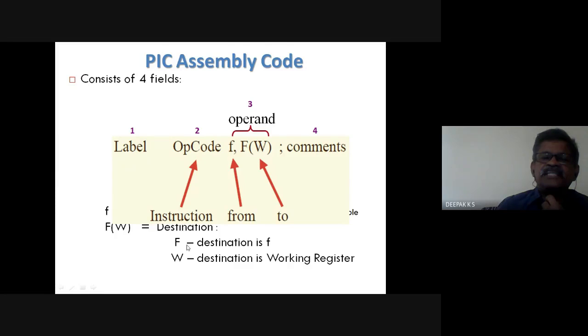FW is the destination. So we will come into the examples of this, and there is something called working register. Okay. So this is in general. There would be add something operands, and then you can give the command, and you can label it so that you can use it for branching instruction.